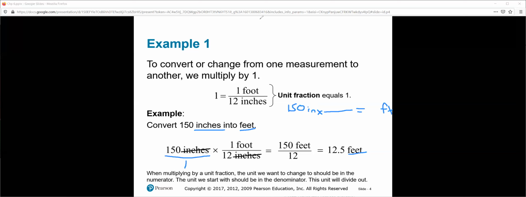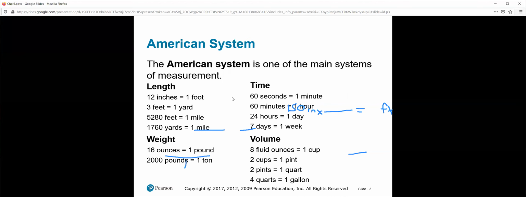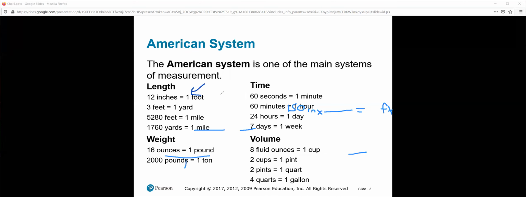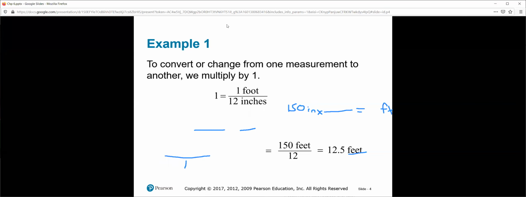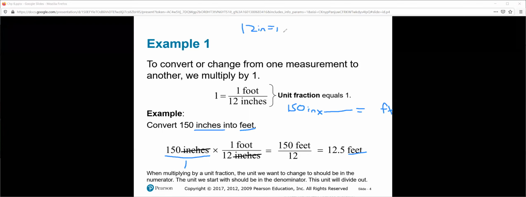We need to go back and find an equation, this equals that, that has both inches and feet in it. In this example, this guy here has both inches and feet in it. Sweet. So let's take this idea of 12 inches to a foot. 12 inches equals 1 foot.